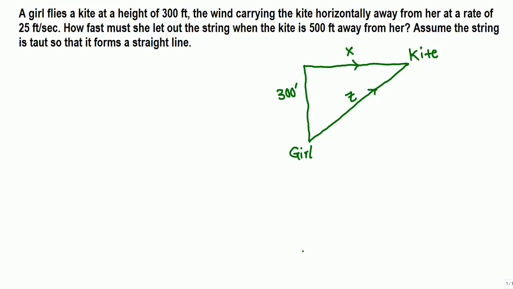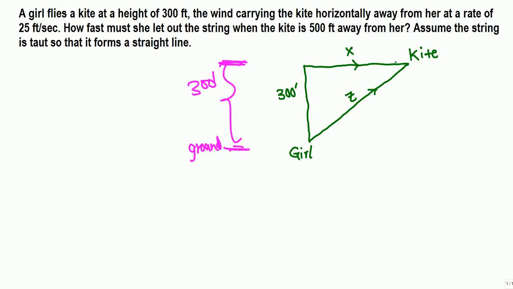A girl flies a kite at a height of 300 feet. So this is the level of 300 feet, where this is ground level, where the girl is, and this is 300 feet above the ground. The wind carries the kite horizontally away from her at a rate of 25 feet per second.